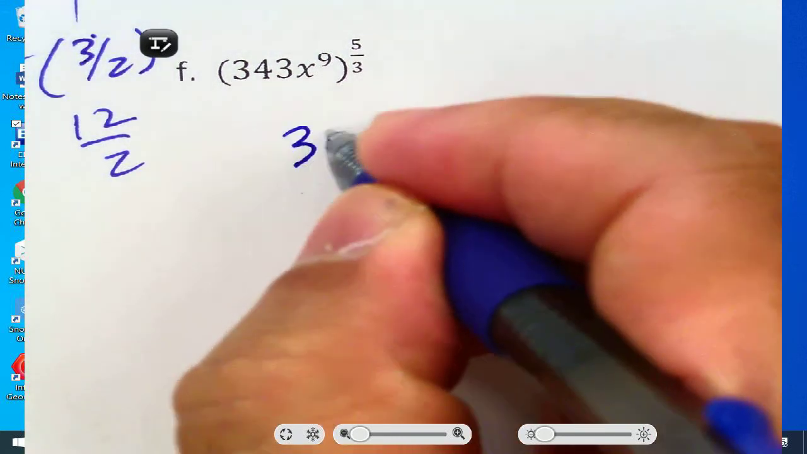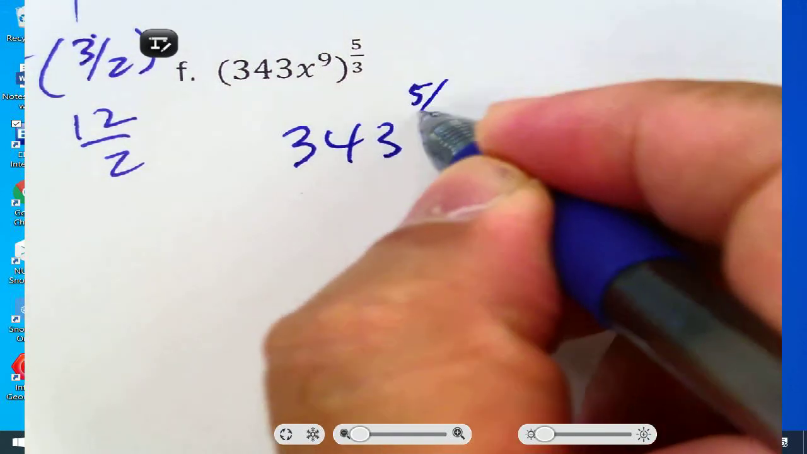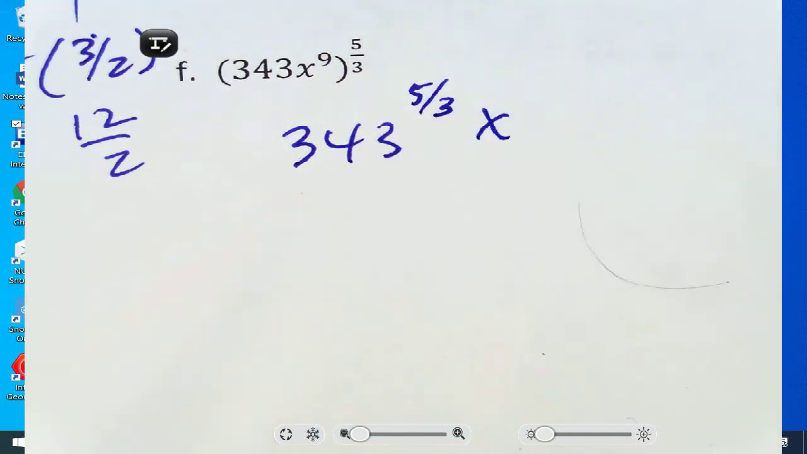So this is 343 to the 5/3 x to the, what's 9 times 5/3?